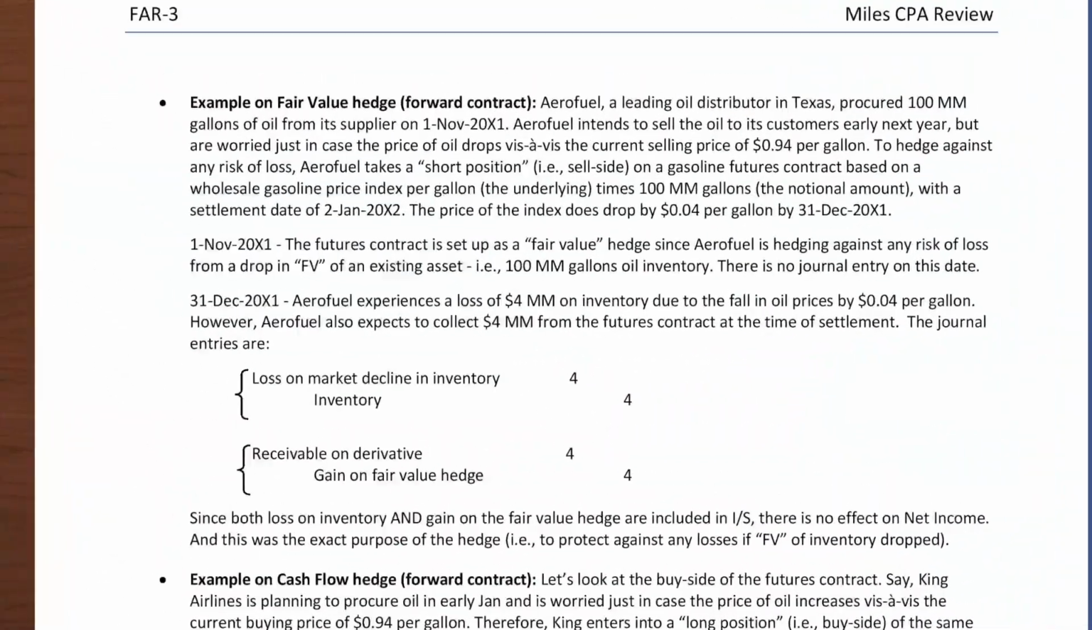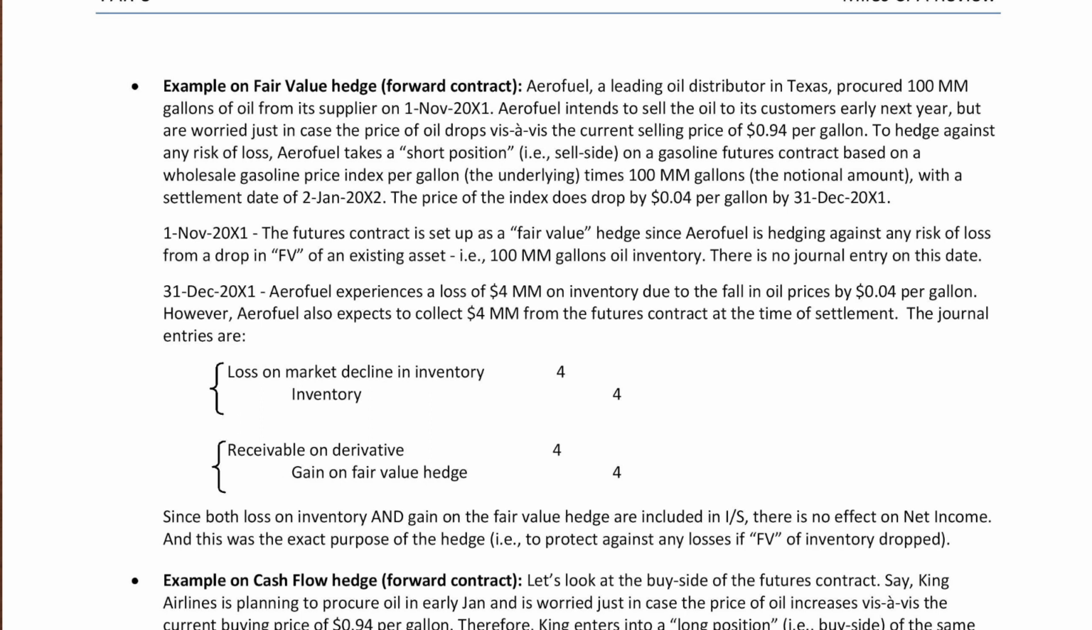Turn on to page 18 and here we have examples on fair value hedge as well as cash flow hedge. Few lines on that example highlight underlying and highlight notional amount. So we know that underlying multiplied by the notional amount, that's the settlement price. Now let's look at the journal entries. For the fair value hedge, the first journal entry was the loss on market decline in inventory. So on the left, write inventory loss, underline loss and write I/S because this loss goes to your income statement.